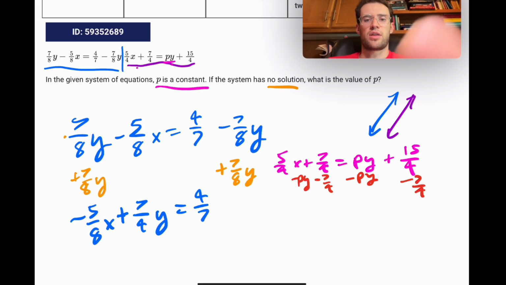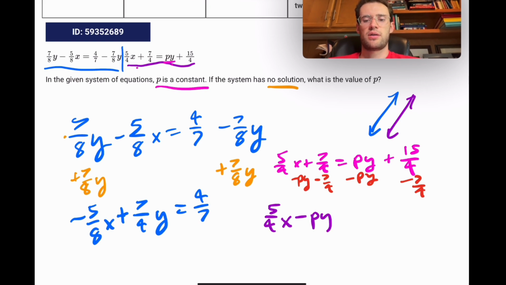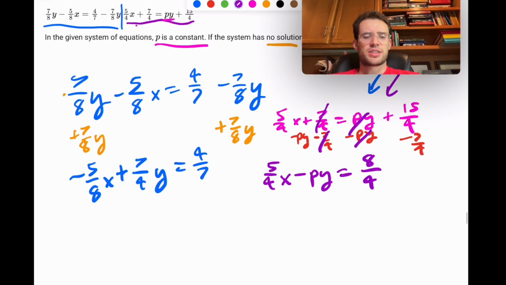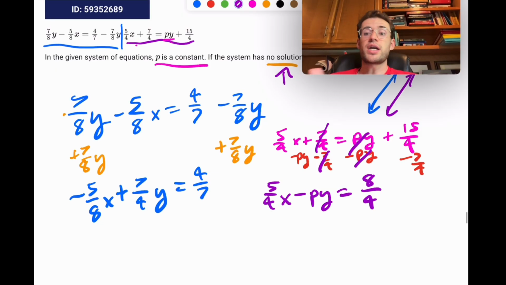And that will leave me with 5 fourths x minus py is equal to, like here they cancel, here they cancel. That would be 15 fourths minus 7 fourths is 8 fourths. They have the same denominator, you just subtract the numerators. So now we have it set up like this. And again, for them to be two parallel lines, so two lines with the same slope, different y-intercepts, that's how you get no solutions, right? No solutions is what we're looking for, then the right side should be different.